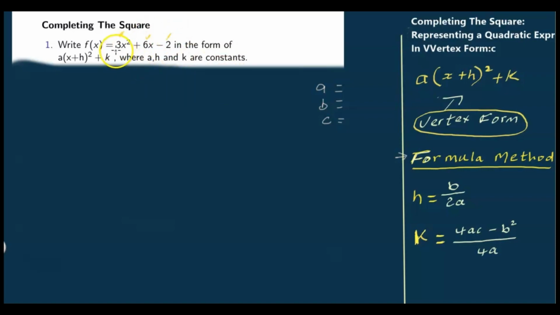So the A term will be the coefficient of x squared, which will be 3 in this case. Our B value will be the coefficient of x, which in this case is 6. And our C value will be -2. Right, so this is where we get our A, B, and C values from. We get them from the expression itself.